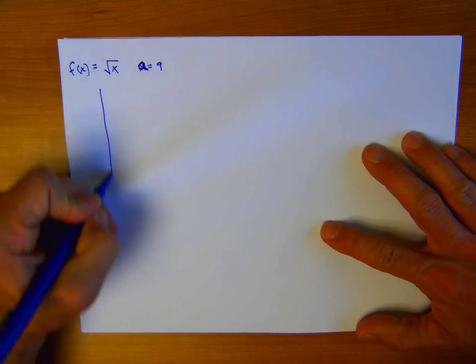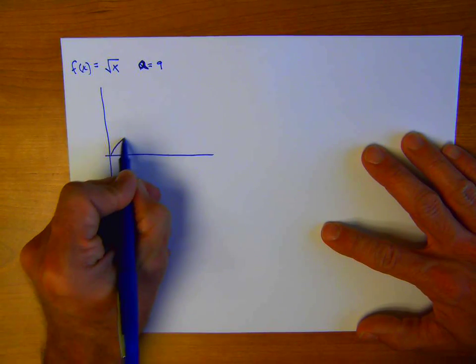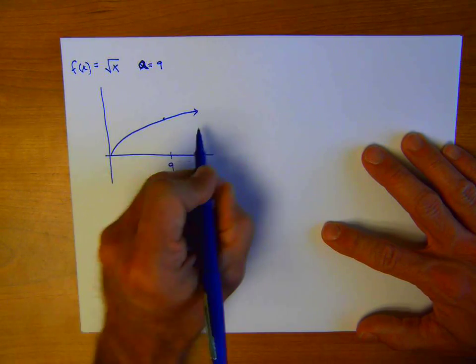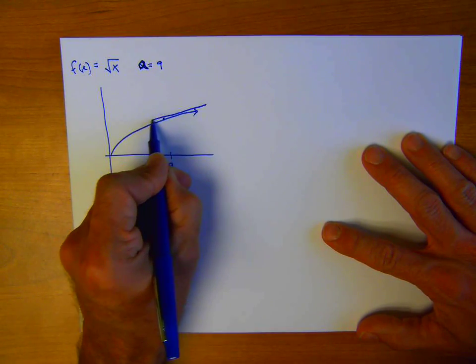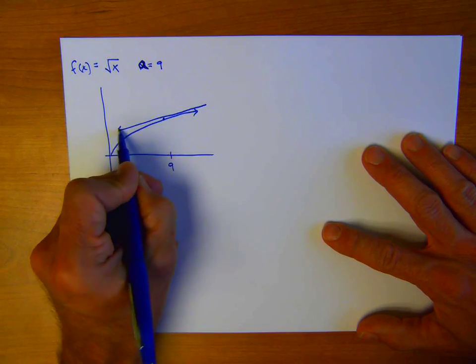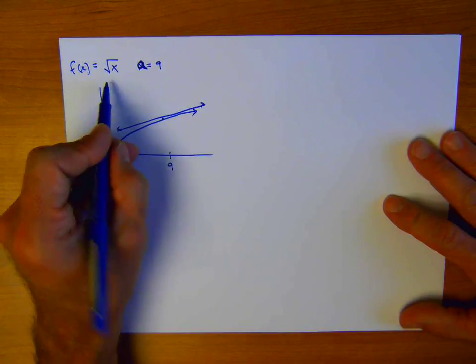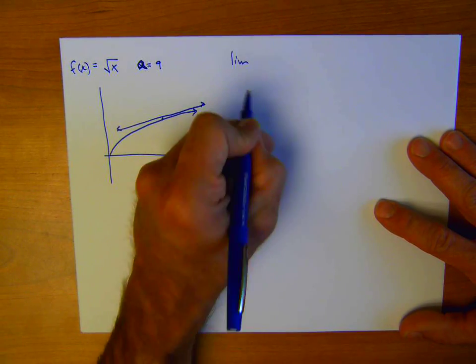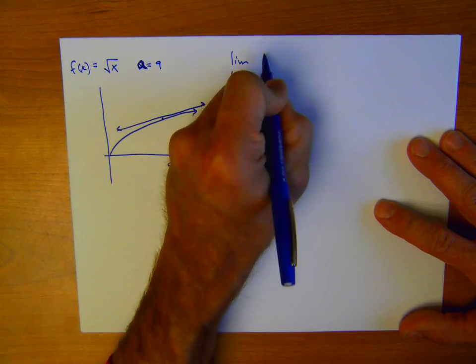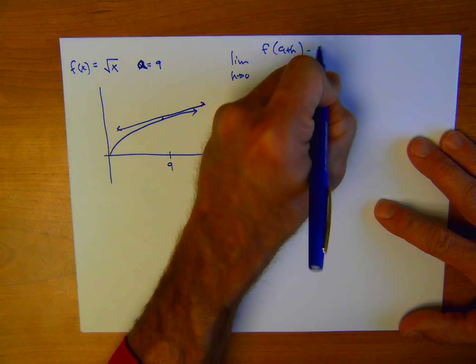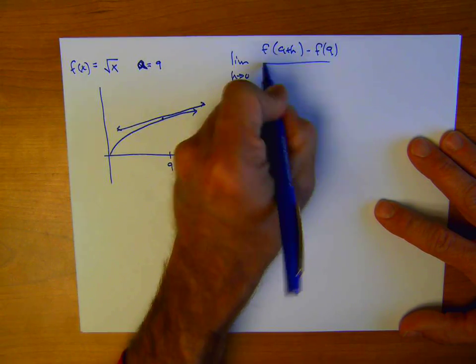So real quick, the graph of square root of x looks like this. 9 is going to be out here. We would expect the slope of the tangent line to be getting kind of flat, but positive. So if I use my definition, the limit as h goes to 0 of f of 9 plus h minus f of 9 over h.